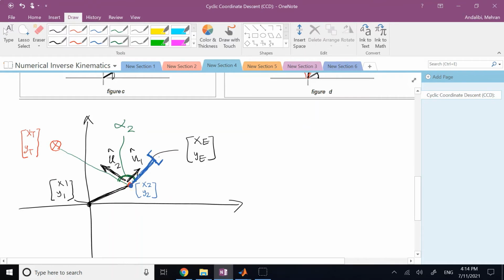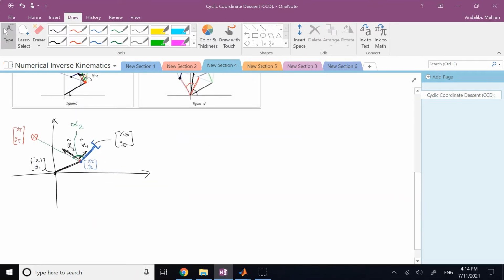So how much is alpha 2? That's clearly the angle between U1 and U2. How can I get it? By a dot product. If I say U1 dot U2, you know the dot product of two vectors is the magnitude of the first times the magnitude of the second times the cosine of the angle in between. So if I had U1 dot U2 from somewhere, that gives me the cosine of the angle, and then I can take the inverse cosine, and that's it. The question is, how do I calculate U1 and U2?